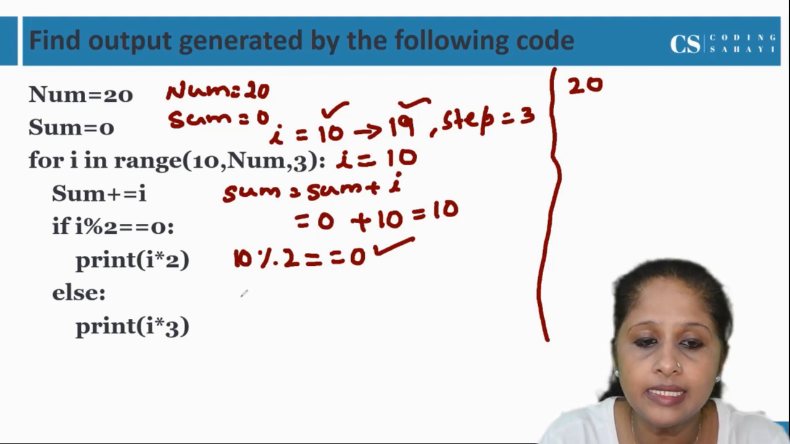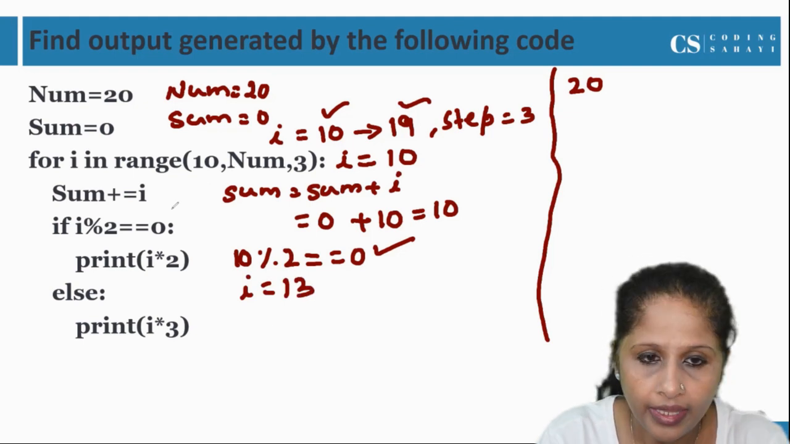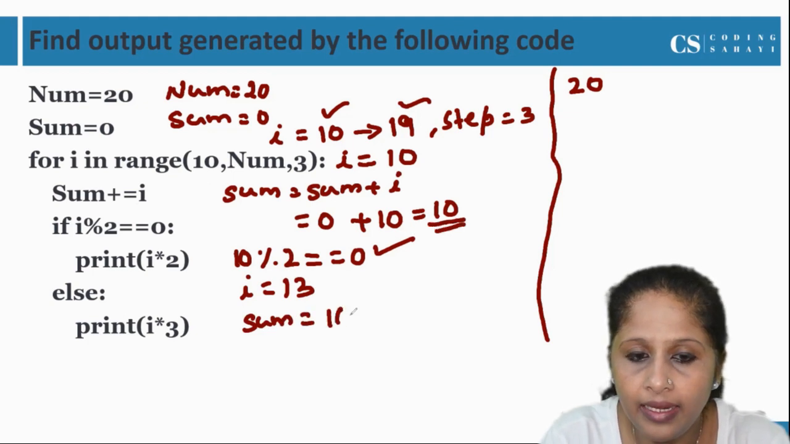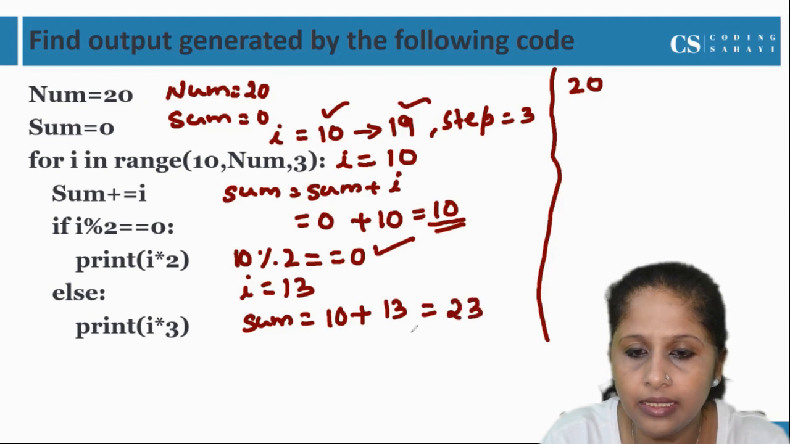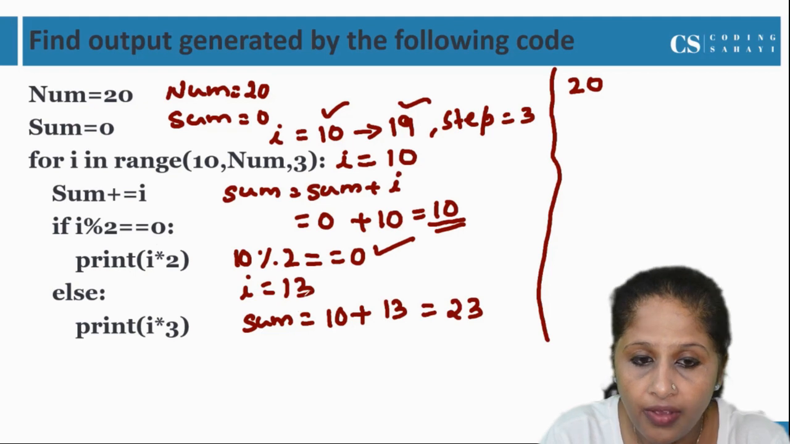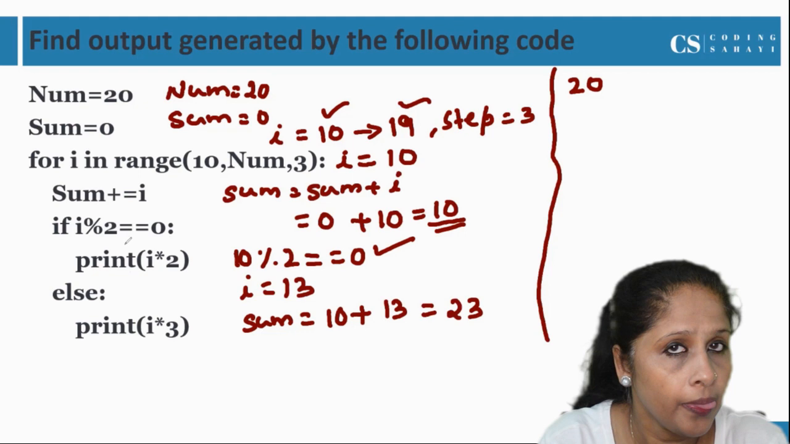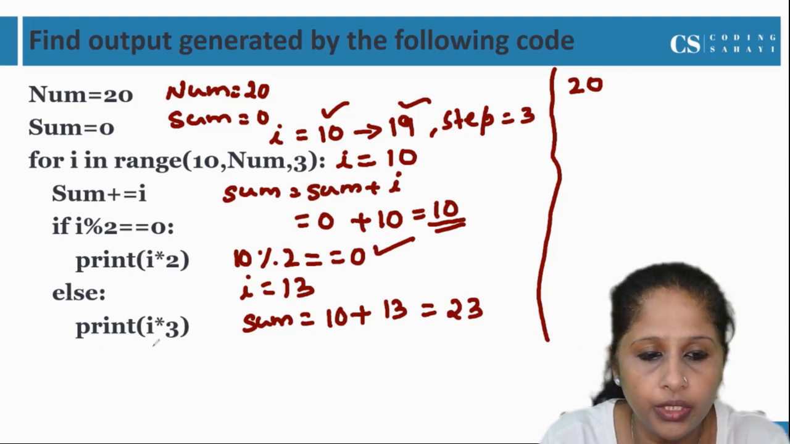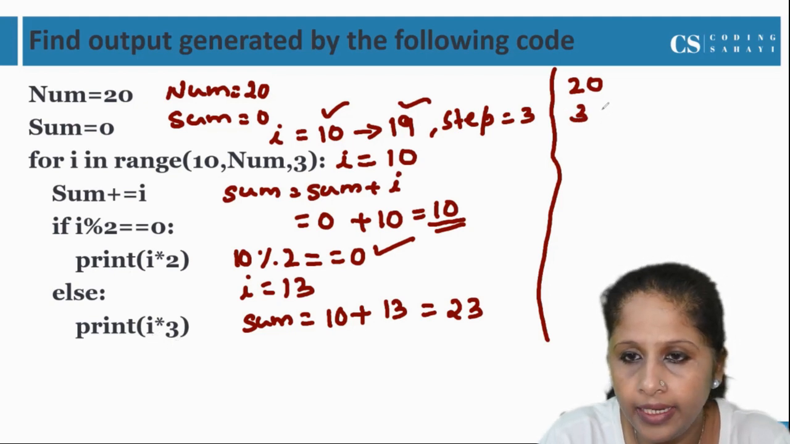So now it is i = 10 + 3, you will get the value as 13. Then coming to the next line, sum = sum + i. So sum is equal to 10 plus i, 13. So now you are getting 23. Again, if i % 2 == 0, the value of i is 13. So 13 % 2 == 0. Is it satisfying? Not satisfying. So coming to the else part and print i * 3. That means 13 into 3. So here it prints 39.